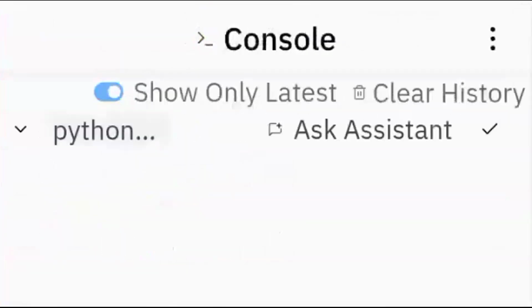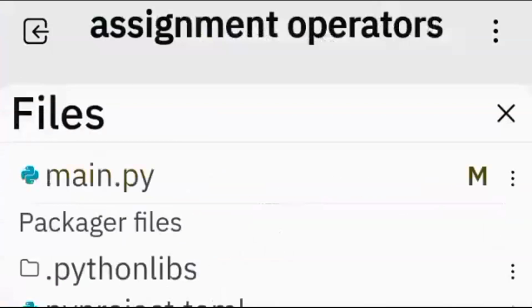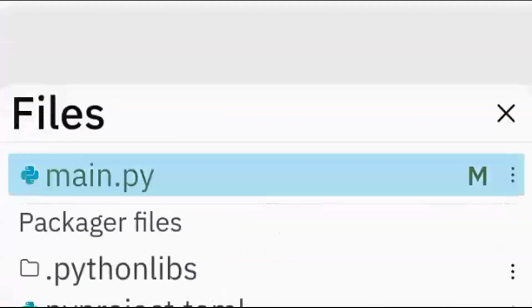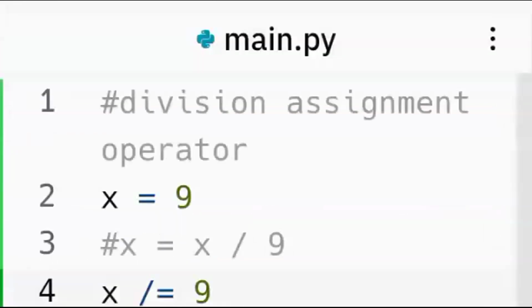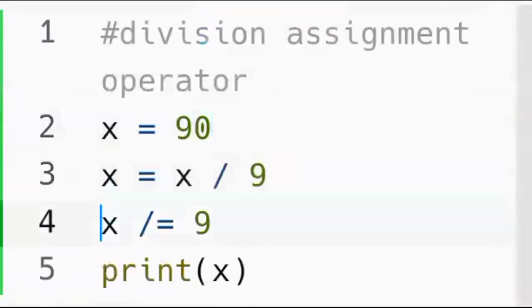The same thing goes for the division assignment operator. The assignment operator is equal to, but there are different types: addition, subtraction, division. When it is division, it divides the left-hand side operand by the right-hand side. x divided by 9, then evaluating the value and assigning it to x. So x equals x divided by 9.